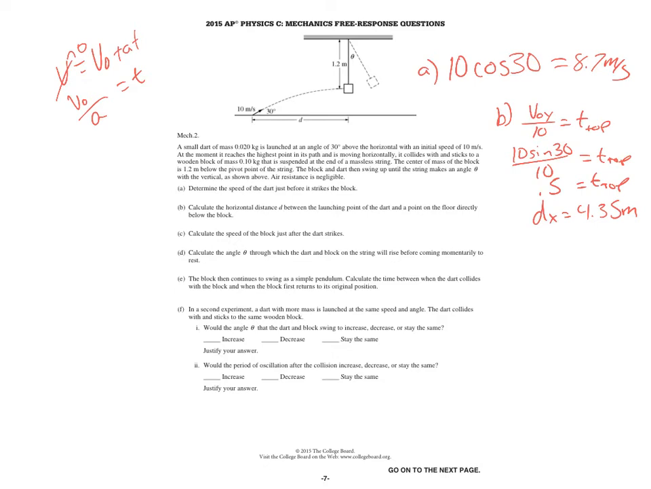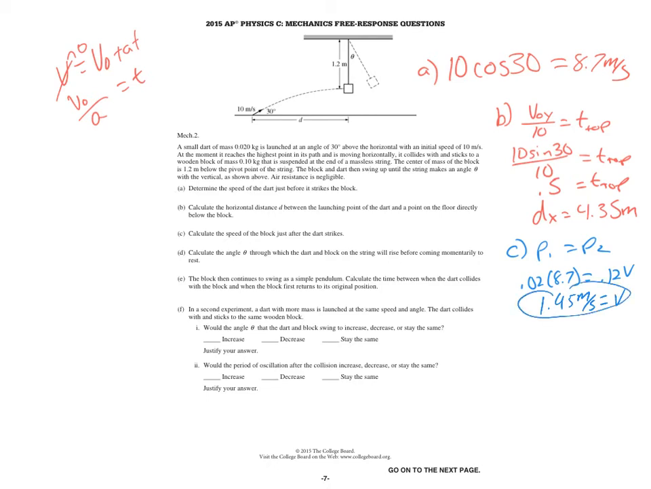Calculate the speed of the block just after the dart strikes. Well, they stick together, so momentum is conserved on C. For C, we've got momentum 1 equals momentum 2, so 0.02 times 8.7 is equal to 0.12 V. If you solve for that, 0.02 times 8.7 divided by 0.12 is 1.45 meters per second equals V. If you use 9.8 instead of 10, you're going to get slightly different answers here.